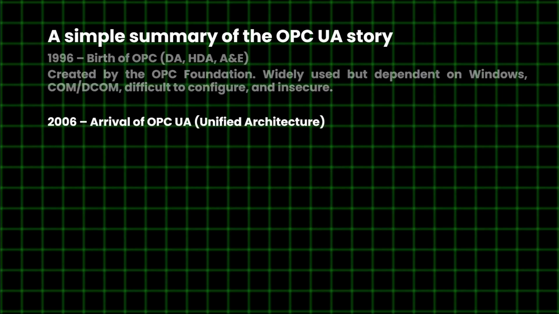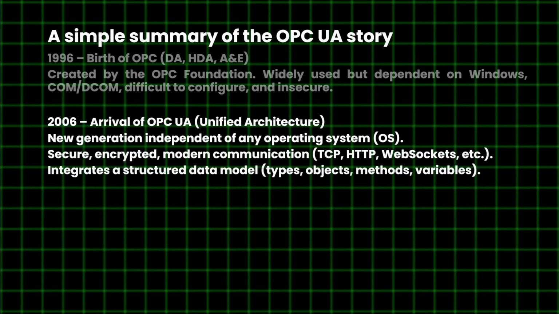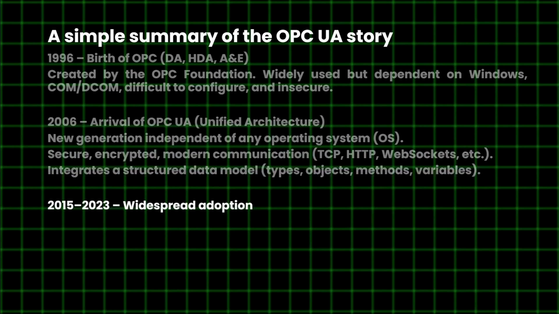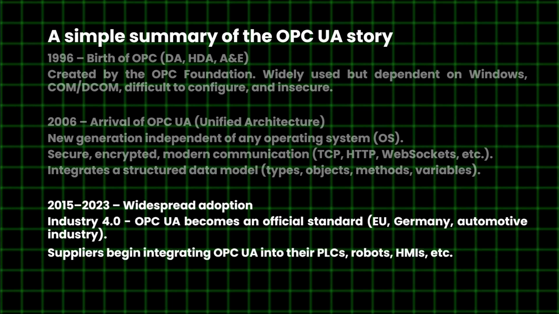Then we have the arrival of the OPC UA on a service-oriented architecture in 2006. So here we have a technology that is more adaptable to any operating system, so it can work on Android, Windows, Linux, etc. It was secure and the information can be complex and structured. And from 2015 to now, it has become an official standard used and supported by the majority of industry components.